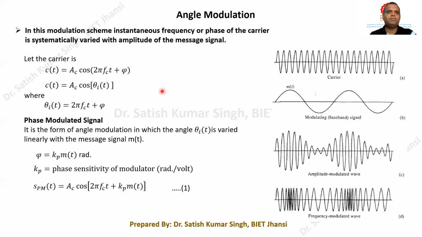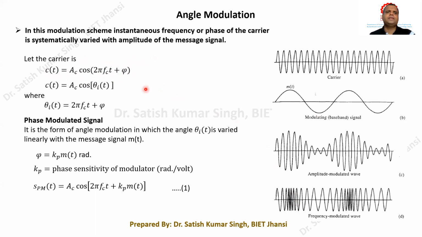Suppose we denote a particular carrier by this equation: c(t) = Ac cos(2π fc t + φ), in which Ac is the magnitude of the carrier, fc is the unmodulated carrier frequency, and φ is the phase of that particular carrier. Whenever t equals 0, it has a phase equal to φ.